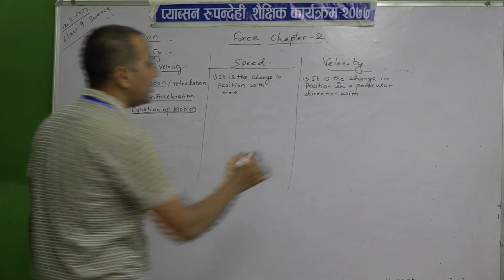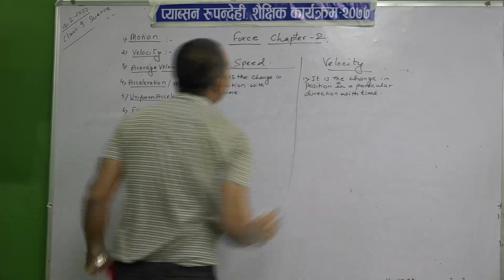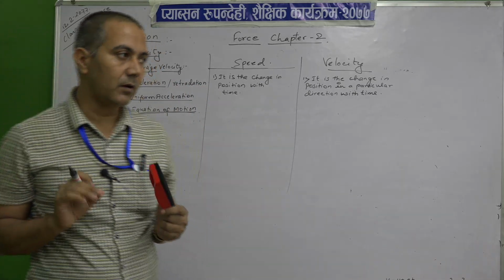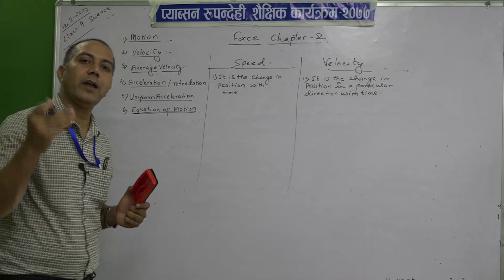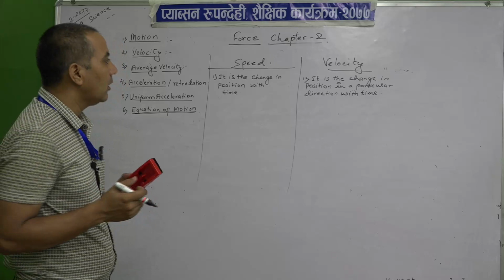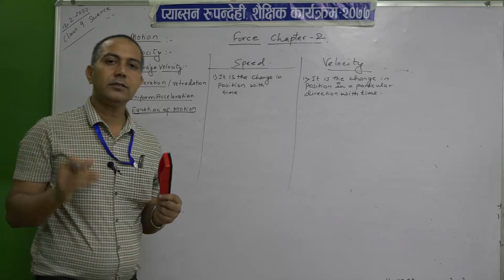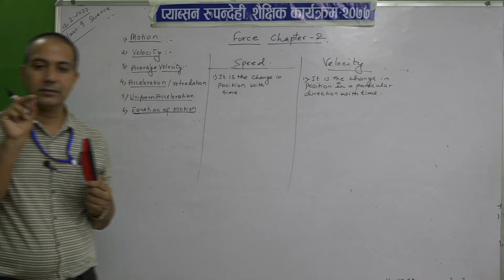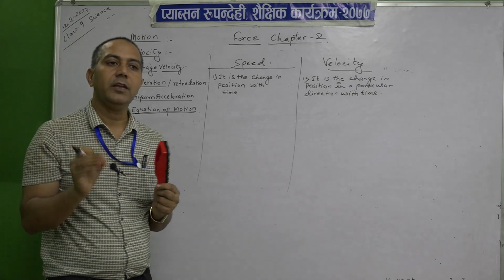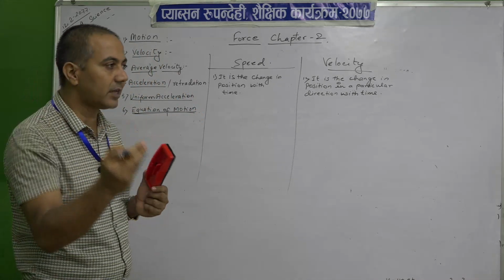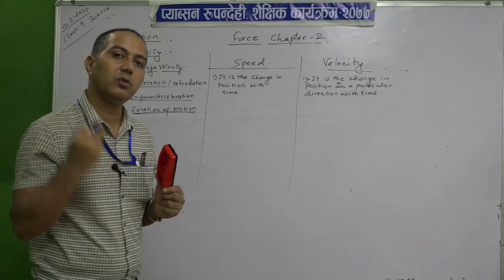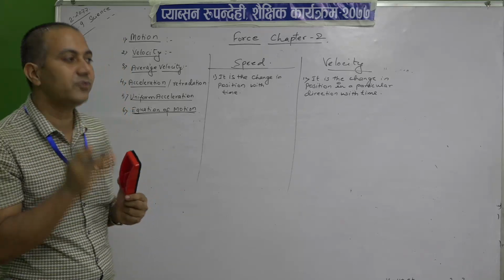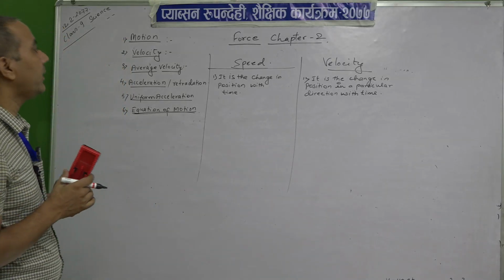So what is the difference we have seen? Speed only focuses on the distance traveled. It does not show any direction in which the object is moving, whereas velocity is the change in position with respect to direction. It also says where the object is moving, in the east, west or south, or whether it is traveling from Butwal to Kathmandu, or from Butwal to Pokhara, in which route, in a straight line. So it shows the direction with time.